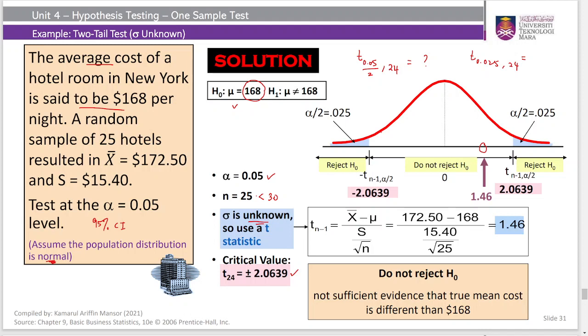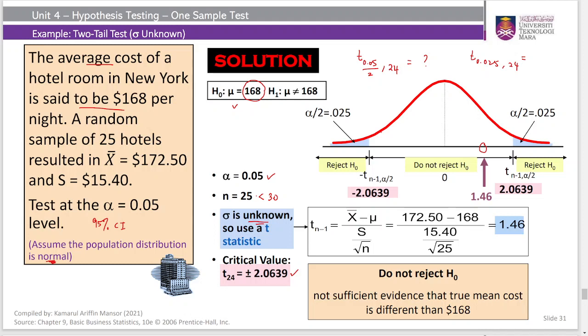Okay, so this is how you test the hypothesis for one sample test with small sample size and sigma unknown, assuming that the population distribution is normally distributed. Based on this example, you can say that there is not enough evidence to support the true mean cost is different from 168. So that means the true mean cost is equal to 168.